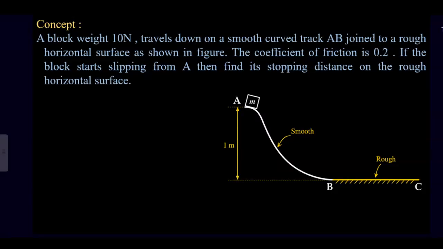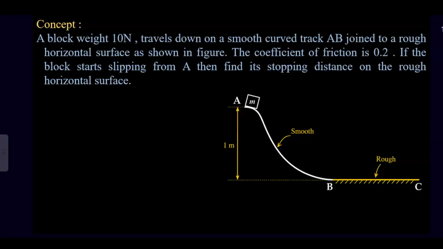Now see in this case. A block weighing 10 newtons travels on a smooth curved track joined to a rough horizontal surface as shown in the figure. The coefficient of friction is 0.2. If the block starts slipping from A, find its stopping distance on the rough horizontal surface.